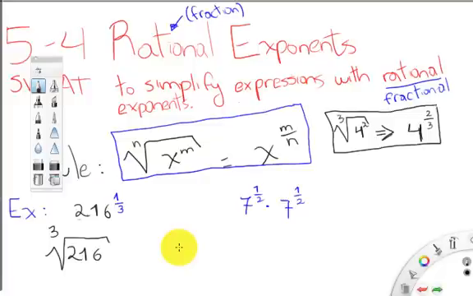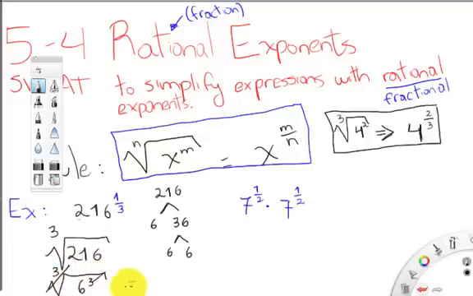So now I start thinking, how can I solve this? Let's go ahead and do a factor tree for 216. I happen to know that this is 6 times 36, and this is 6 times 6. So we have the cubic root of 6 cubed, and as we have learned, the exponent matches the index, so we can get rid of the radical. My answer is 6. Okay, so let's move on to the next example.